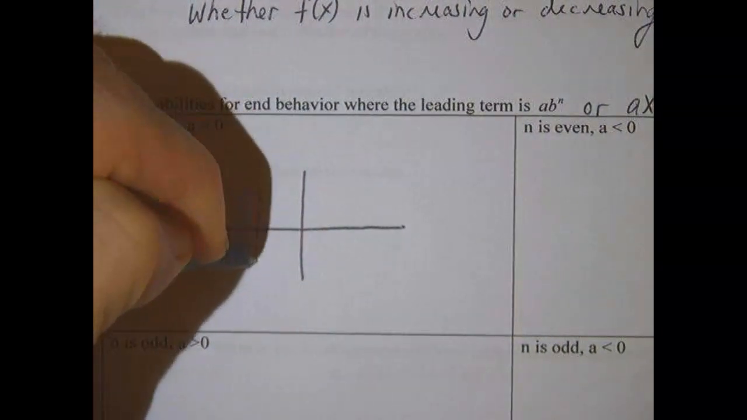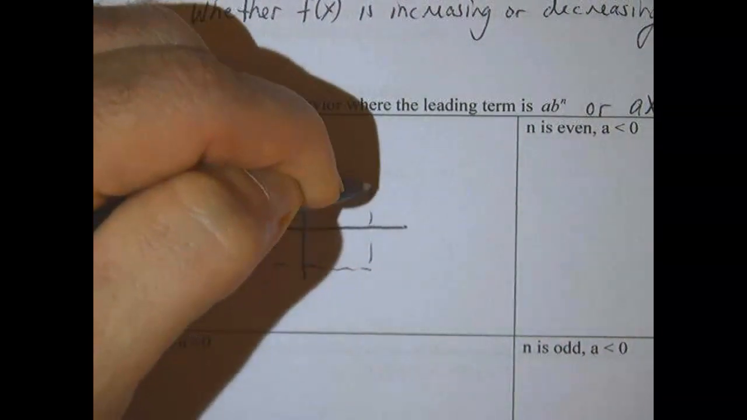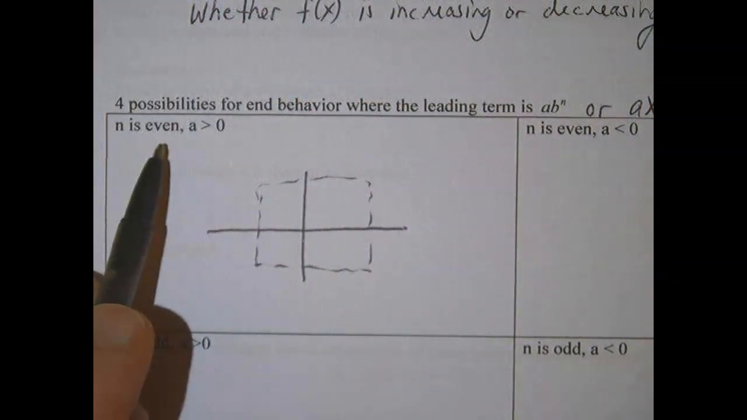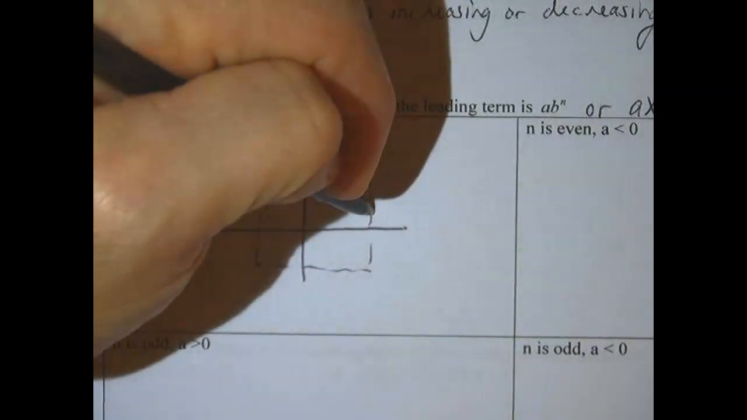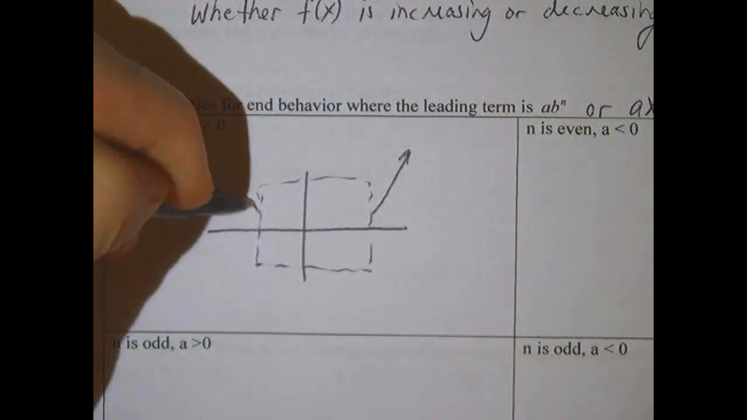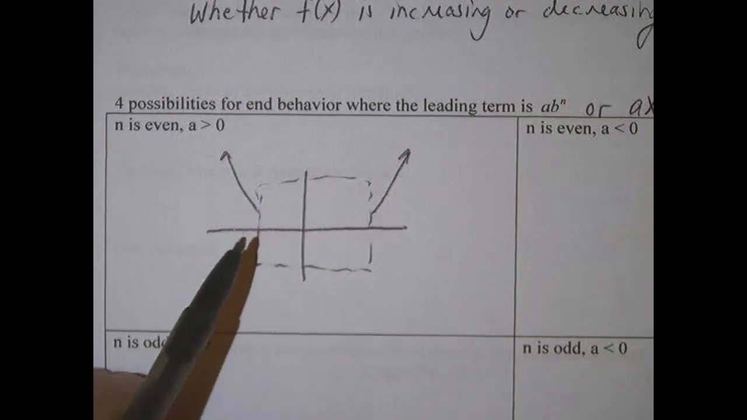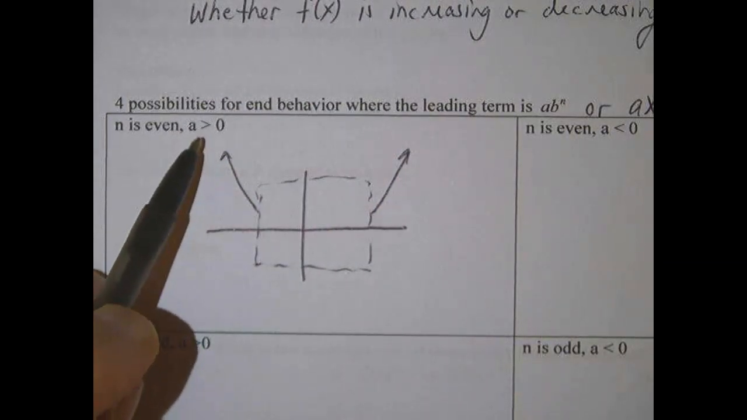So when we think of the graph, here's the graph of the function. We don't know what's going on in this middle part, right? We don't know what's going on near the origin. But eventually, if this is an even function, it's going to be going up and up. We know that. That's the nature of an even power function that's positive.